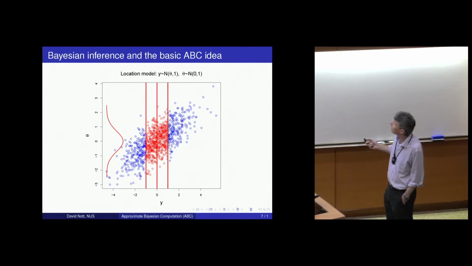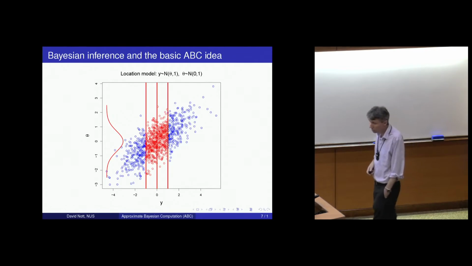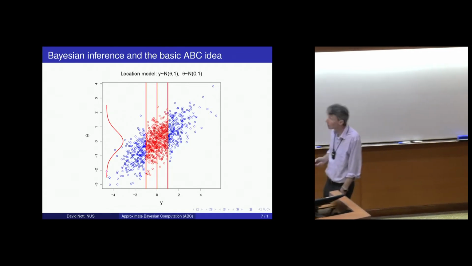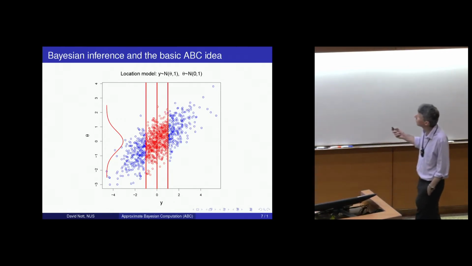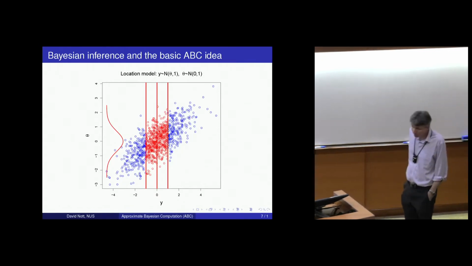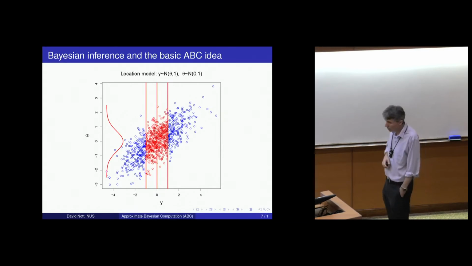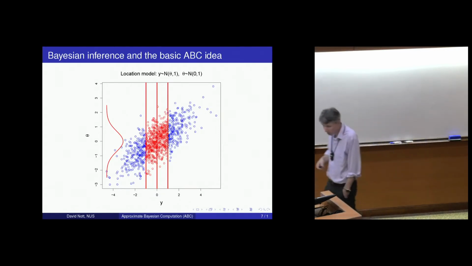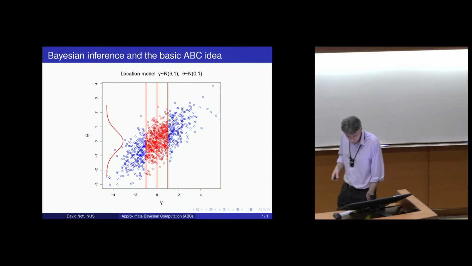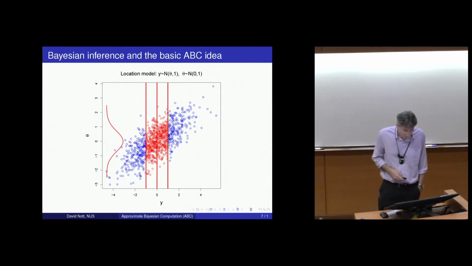So in practice, there are several considerations about how you choose the epsilon, the tolerance. Obviously, if epsilon goes to infinity, your approximation to the posterior is just the prior. That's pretty useless. But if you let epsilon be very small, there's a very high computational burden in generating each sample from the approximate posterior.